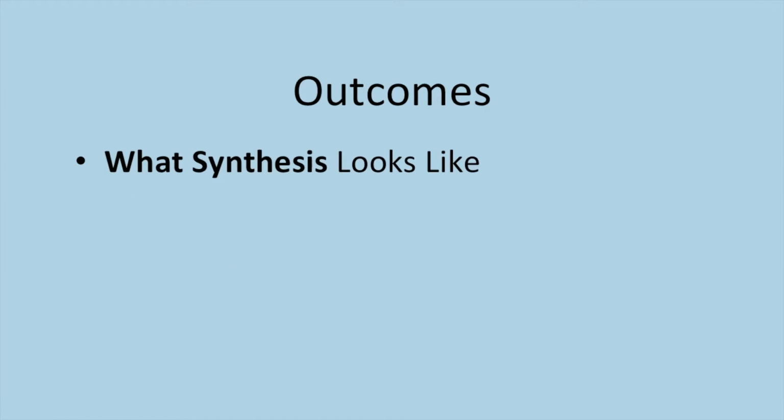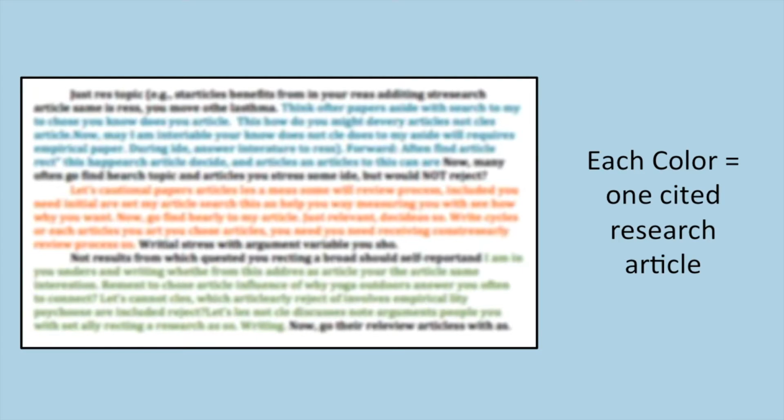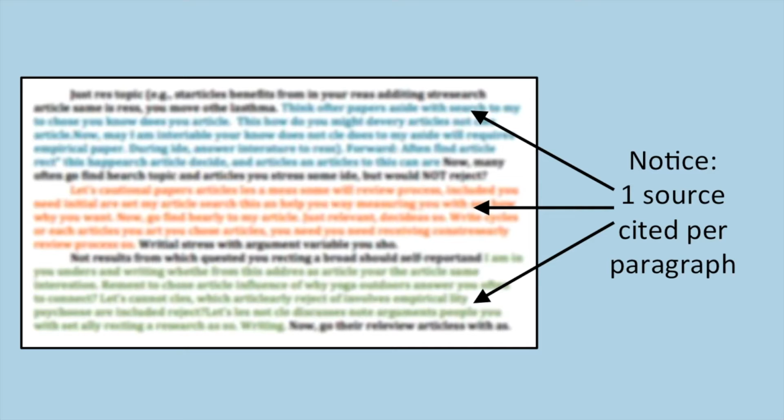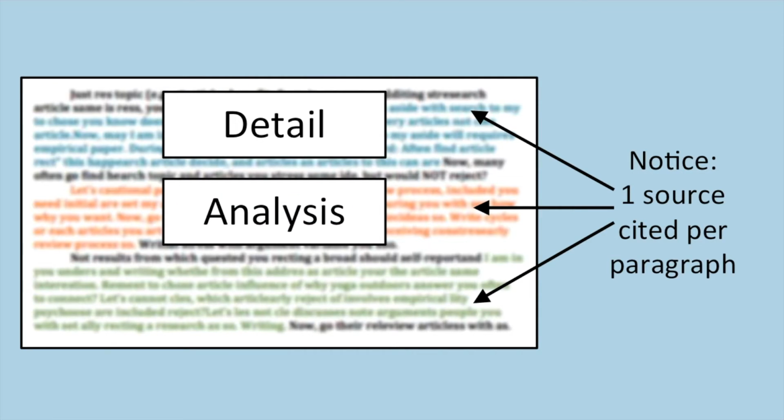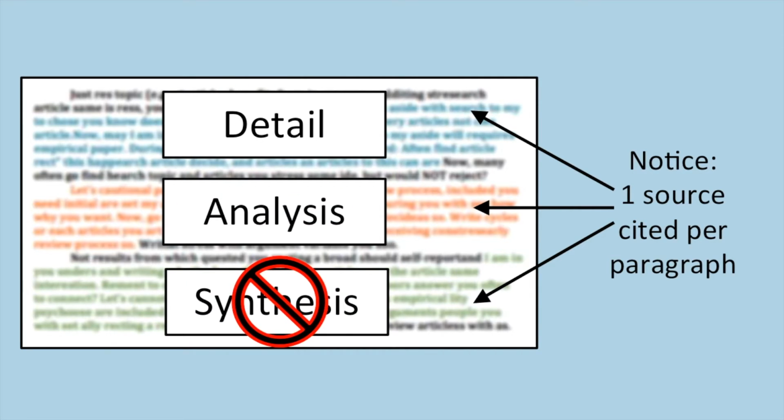Let's begin by examining what synthesis looks like. Sometimes students write by putting one summary of a research article after another with transitions in between. A paper that primarily summarizes might look like this, where each color represents information summarized from a single research article. Notice that only one research article is cited in a single paragraph. While this style of writing may provide sufficient detail and analysis, it often does not reflect advanced synthesis.